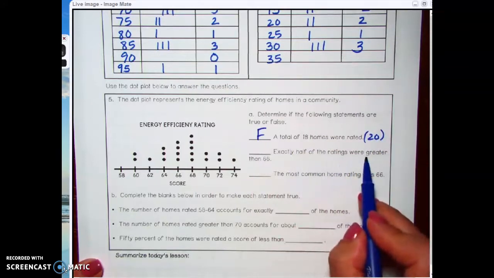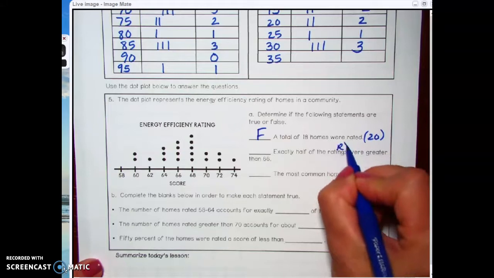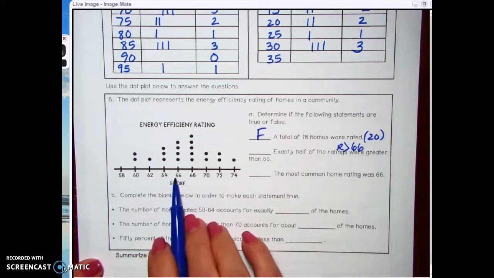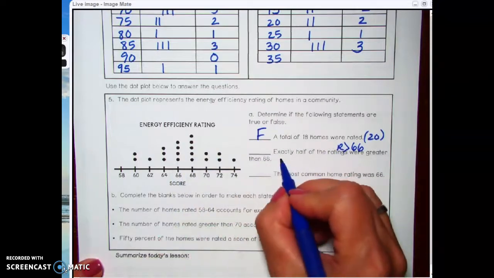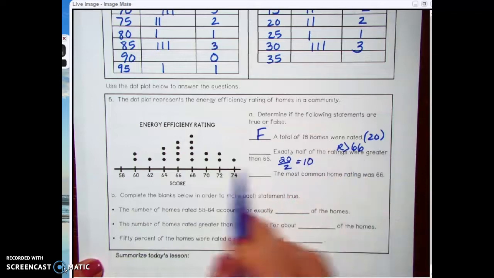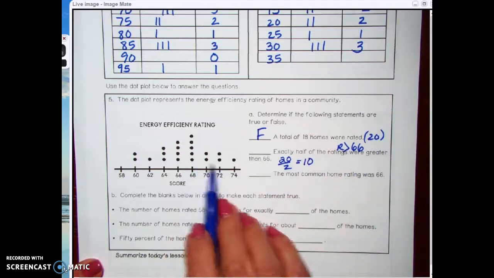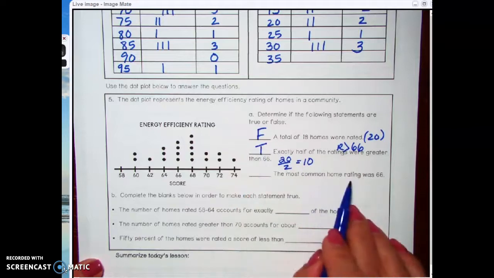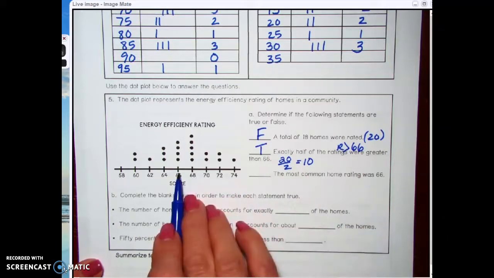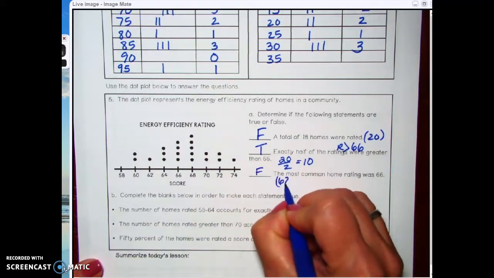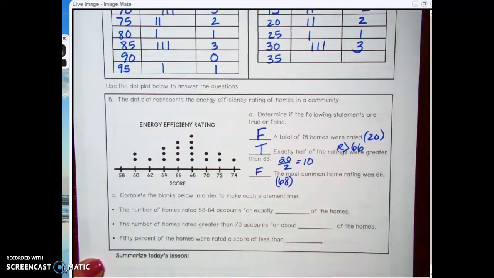Exactly half the ratings were greater than 66. Let's look. Greater than 66? Well, first off, what is half of 20? It's 10. So we have to count. Is this going to equal 10? Yes, it does. It's true. The most common home rating is 66. Well, that's incorrect because it was 68. I like to put the correct answers right by to make sure I can prove it.